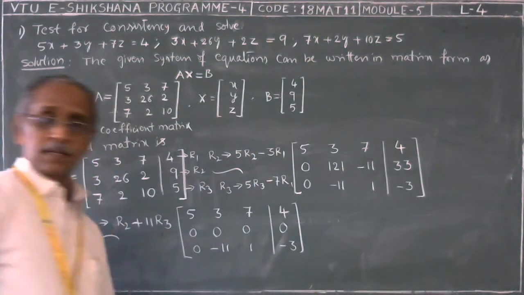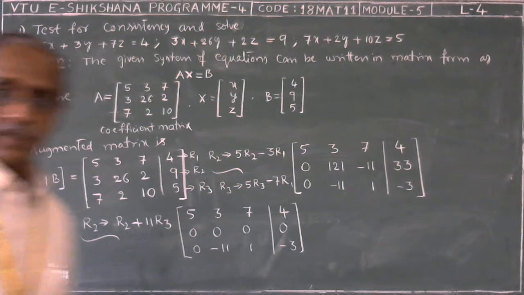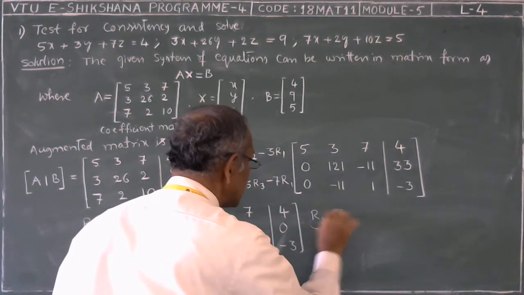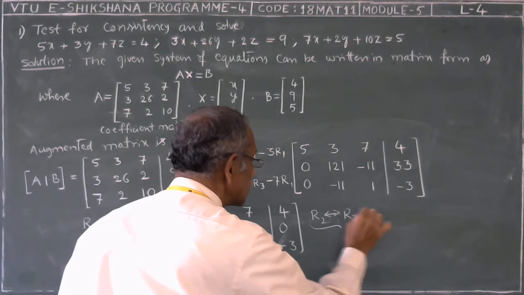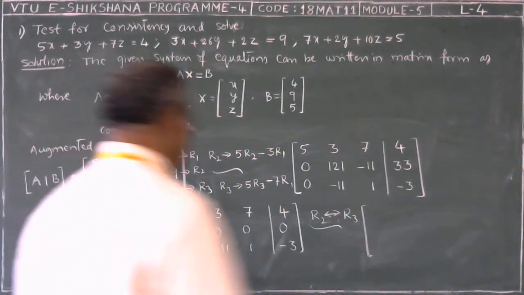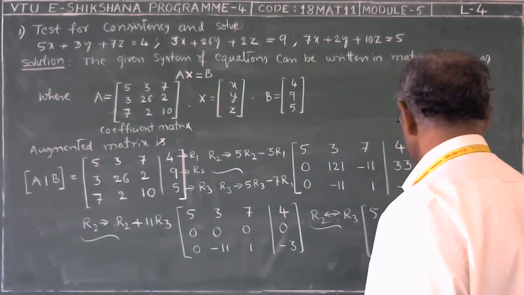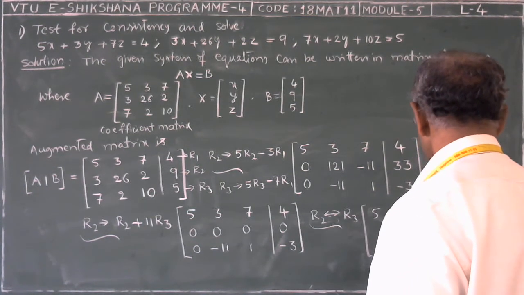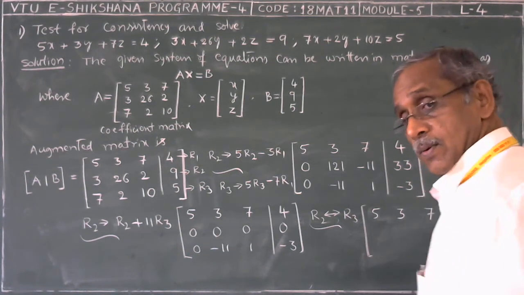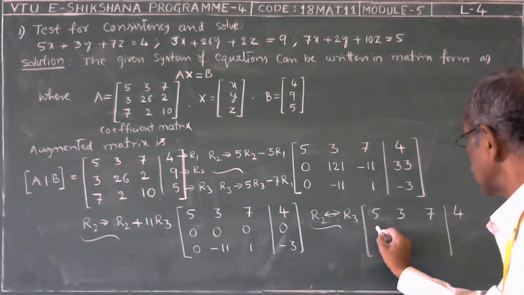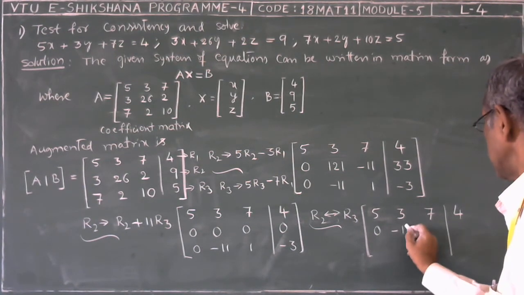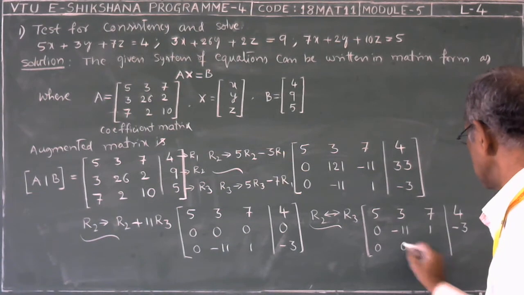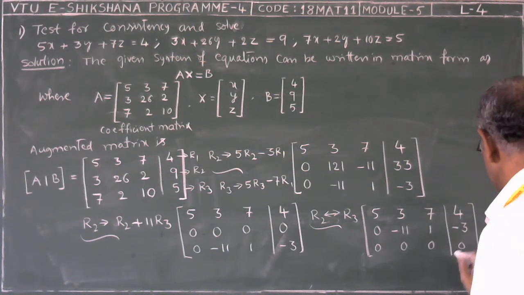But as per our echelon form, the zero row should go to the bottommost row. So interchange R2 and R3. So we get 5, 3, 7, 4, then your R3 becomes R2: 0, minus 11, 1, minus 3, then all zeros, 0, 0, 0, 0. So this is echelon form.